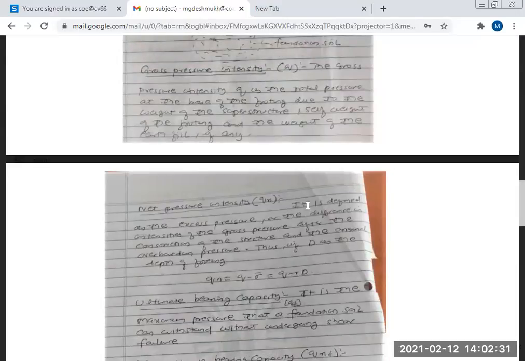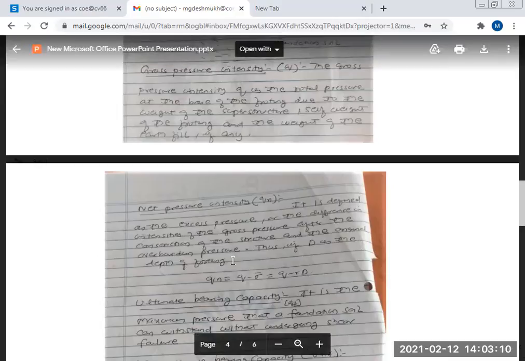तो जो ये डिफरेंस है, ओरिजिनली गामा इंटू डी था, जब ग्रॉस प्रेशर इंटेंसिटी हम ले रहे तो सुपरस्ट्रक्चर के वेट को भी ले रहे, फुटिंग के वेट को भी ले रहे, प्लस गामा डी भी ले रहे बिकॉज ऑफ अर्थ प्रेशर, whatever the weight of the earth is there. But when we consider net pressure intensity, total gross pressure intensity में से गामा डी को माइनस करो, it is called net pressure intensity. So net pressure intensity is denoted by qn. It is defined as the excess pressure or the difference in intensities of the gross pressure after the construction of the structure and the original overburden pressure.